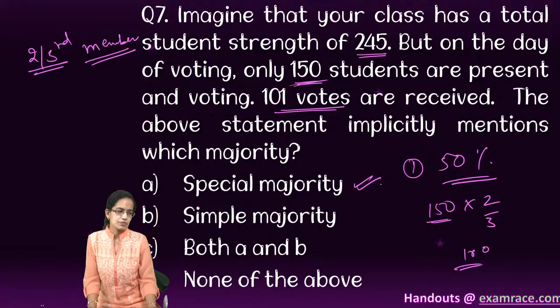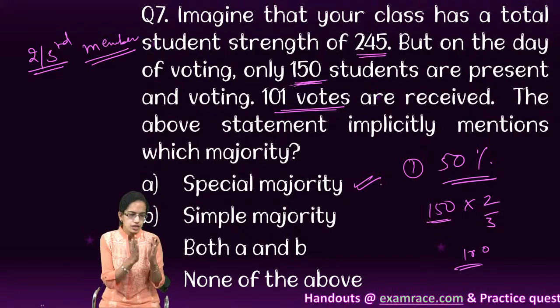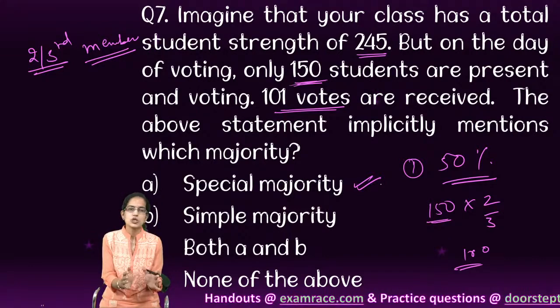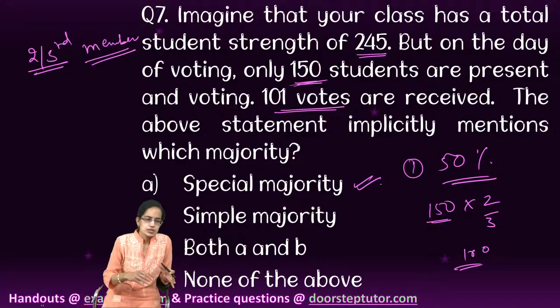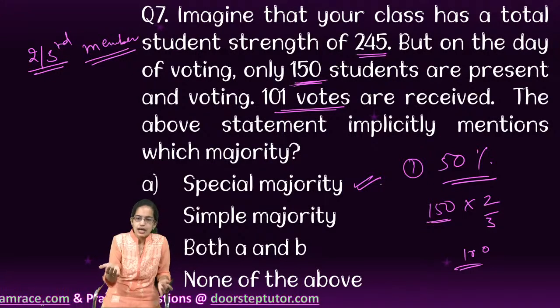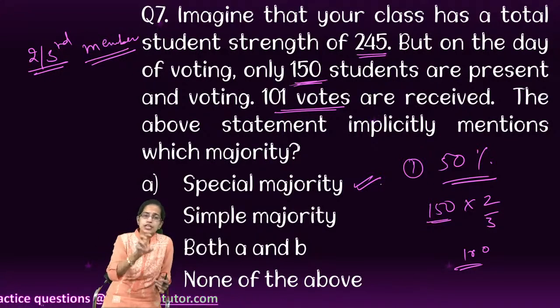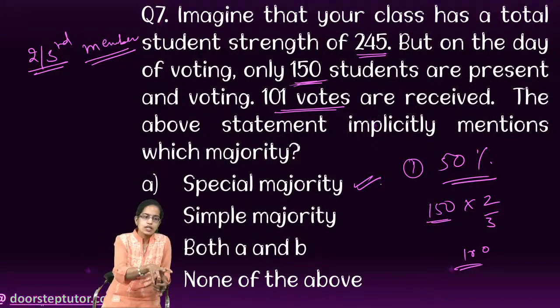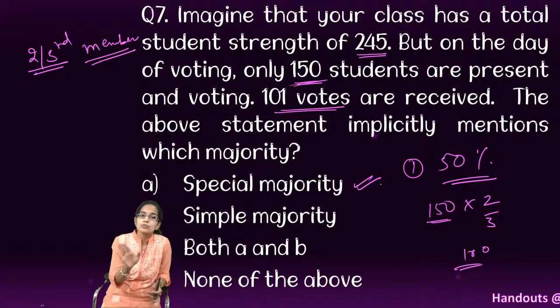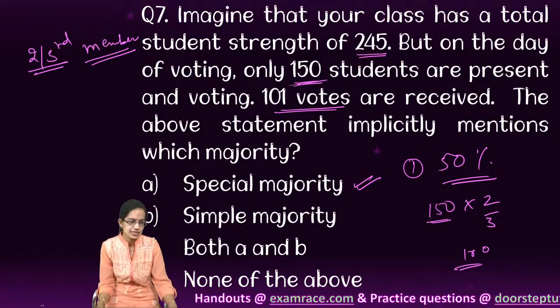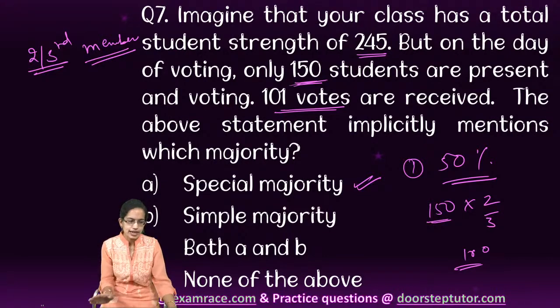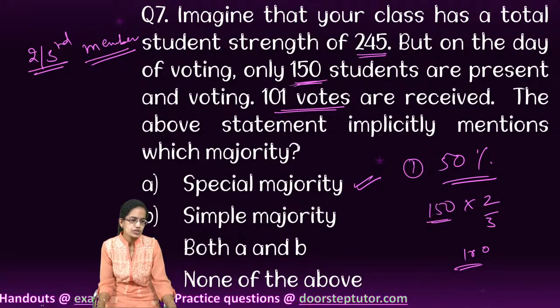As I mentioned before, we would consider the types of majority again in a separate lecture. It is a very important concept. Just to give you a brief idea, a special majority is 2/3 of the members present and voting, with more than 50% of the total strength present in the house. Simple majority is where more than 50% of the members present and voting. No other criteria is required for simple majority.